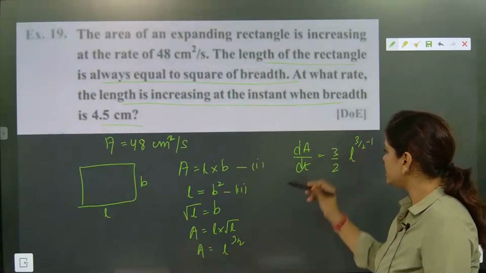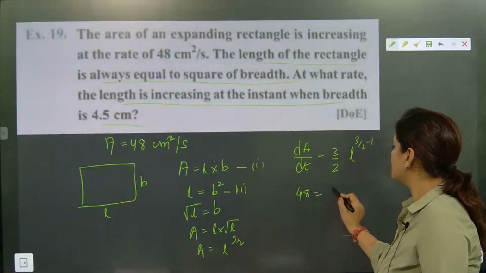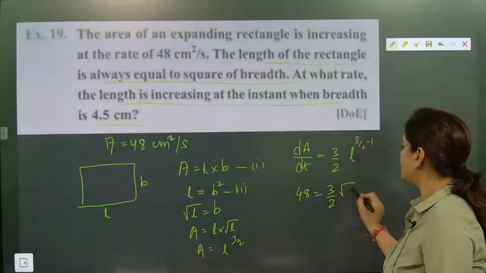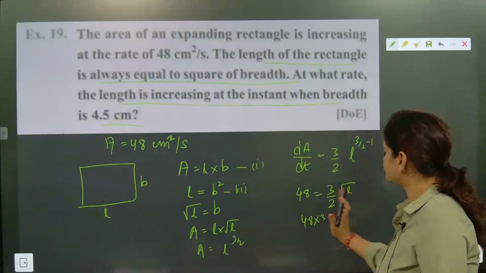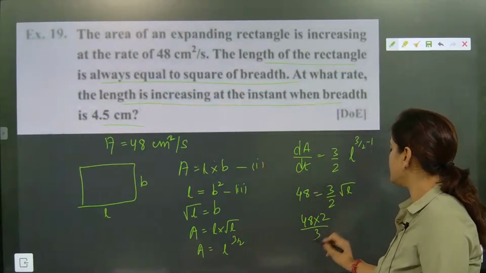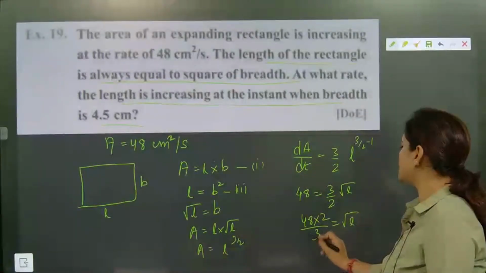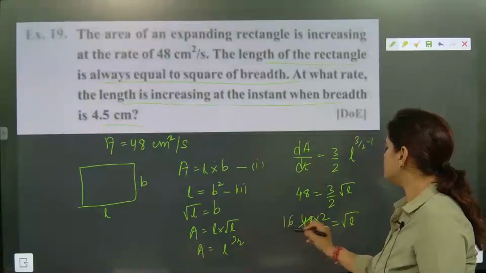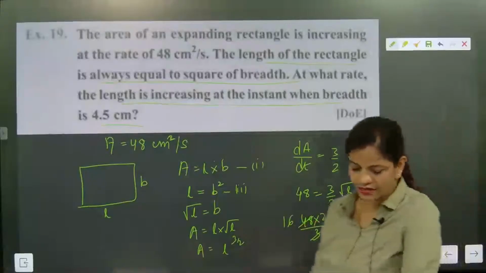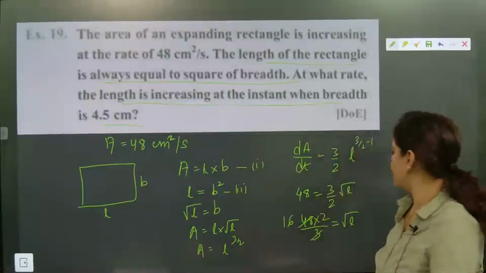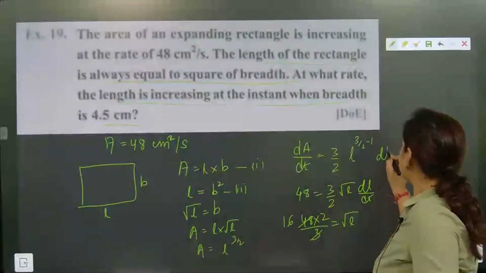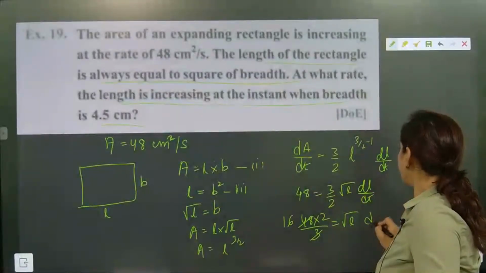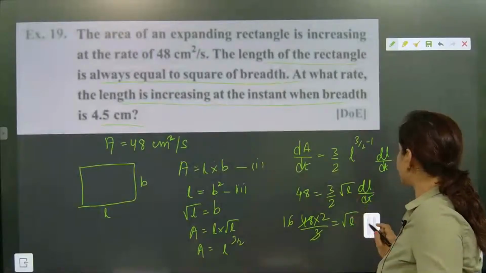dA by dt is given as 48. So 48 is equal to 3 by 2 root under L. So 48 into 2 by 3 is equal to root under L. 3 ones are 3, 3 sixes are 18, so 32 is equal to root under L. Now dl by dt is also needed, because they talked about dl by dt, so we need to check.